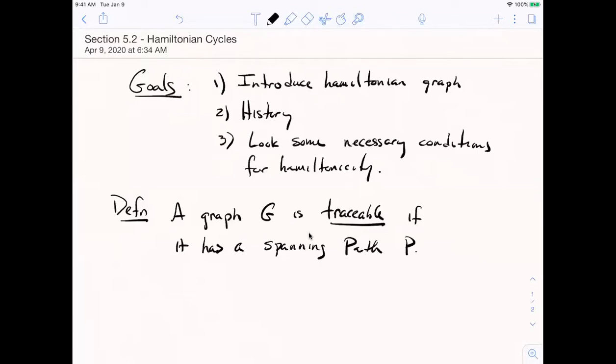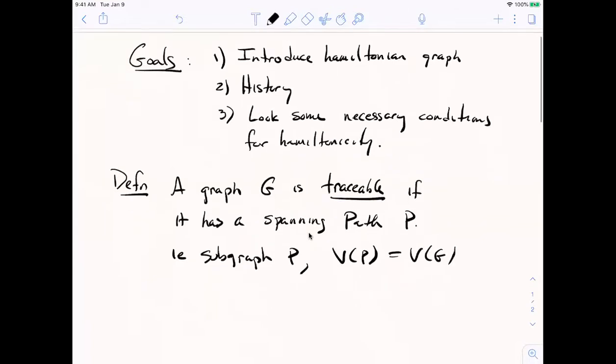Right, so what is a spanning path? Well, I have a subgraph P. The vertex set of P is the same as the vertex set of G. That's the spanning part, and P is isomorphic to a path. So if you think about what that means, it means I could start at one of the endpoints of that path, move along it, visiting every vertex because it's spanning, until I get to the other end. Okay, so that's what I mean by a traceable graph.